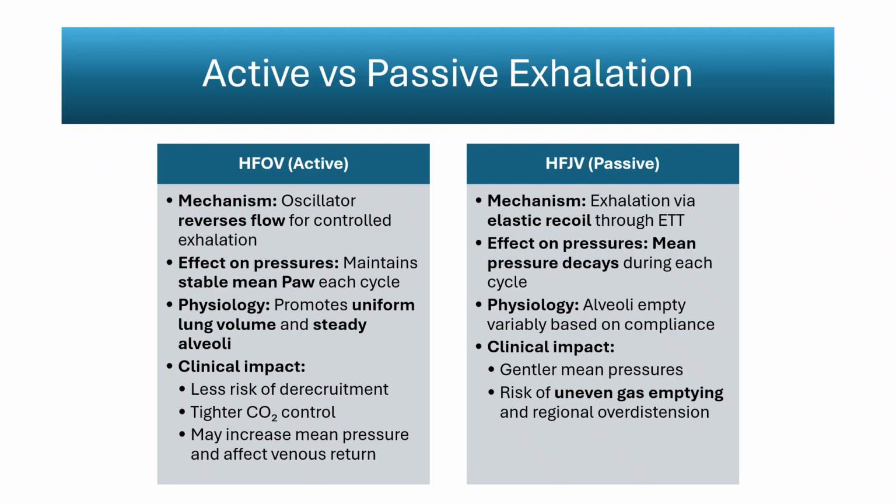In HFOV, adjustments in frequency and amplitude modify both phases symmetrically, maintaining constant mean pressure. In HFJV, rate and inspiratory time must be balanced carefully to ensure full recoil and prevent dynamic hyperinflation. Recognizing whether exhalation is active or passive explains why HFOV favors homogeneous lung disease with stable volume, while HFJV is better suited for heterogeneous compliance and air leak-prone conditions.